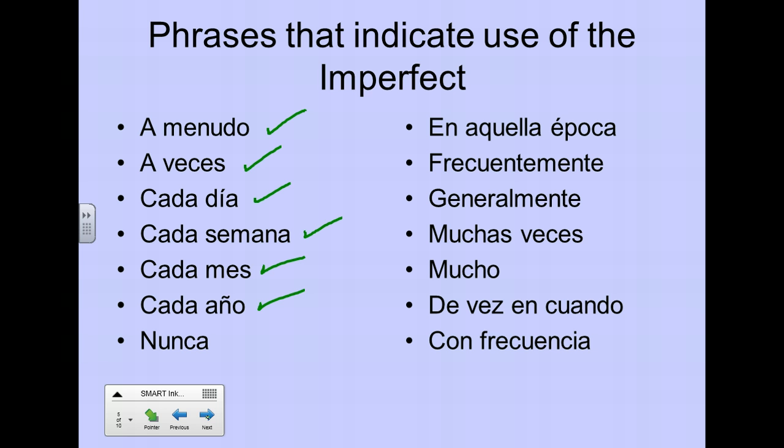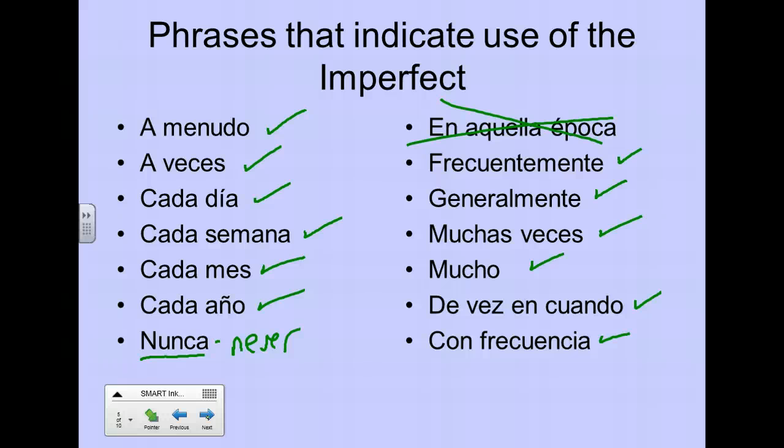Nunca means never. We haven't seen that one yet. This is a good one to know. Take this one down for sure. I'm not going to worry about en aquella época. It means in that time period. It's not common. Frecuentemente, generalmente. These are both cognates. Great words to know. Muchas veces, mucho. De vez en cuando, and con frecuencia. All these indicators we have seen before. So if you have any questions as to what any of these mean, you're not sure of any of them, mark it down in your screencast notebooks, and next time we'll go through them together.